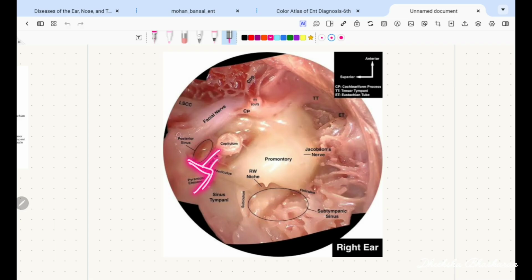So this will be the stapedius muscle, which will attach to the head of the stapes. Then we have the sinus tympani here, bounded by the ponticulus and subiculum. And Jacobson's nerve is basically the tympanic branch of the glossopharyngeal nerve, which runs and forms the tympanic plexus.